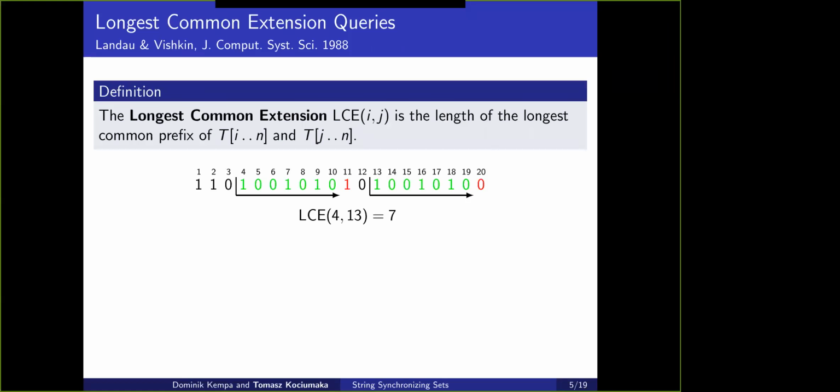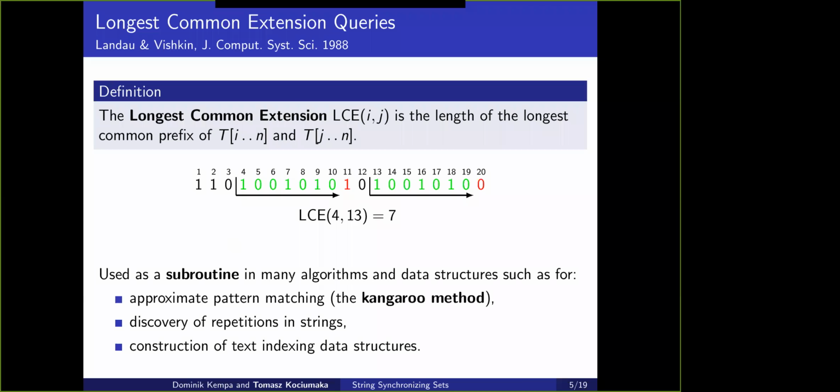And in this example, we have an LCE query for positions 4 and 13. We look at the suffixes starting there, and we see that the first 7 characters match, while the 8th ones don't match, and that's why the answer for LCE is 7. And these LCE queries were implicitly introduced in the late 1980s by Landau and Vishkin in their work about approximate pattern matching in what is now known as the kangaroo method, but they are now useful all across stringology: in discovery of repetitions, in constructing text indexes, and in many, many more applications.